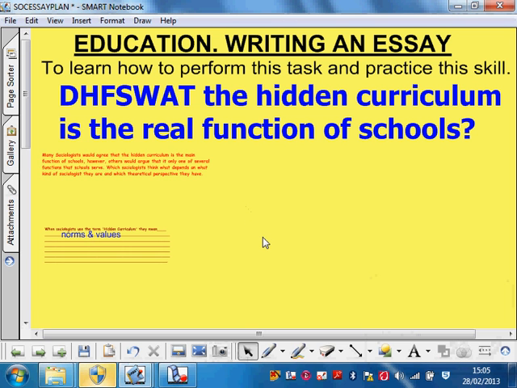So, a lesson here on essay writing skills in the education topic. How do we put together an essay in an exam? We're going to learn how to perform this task and practice this skill. Here's our title: Discuss how far sociologists would agree that the hidden curriculum is the real function of schools. If that was an essay title, how would you put together the essay?